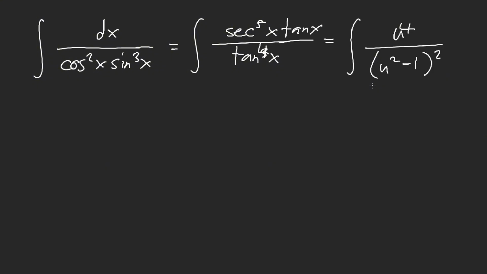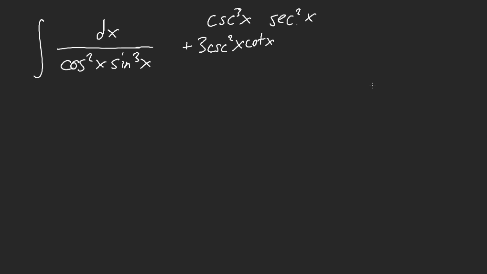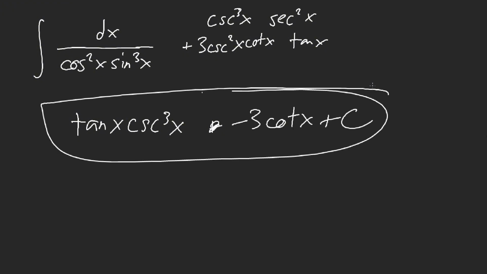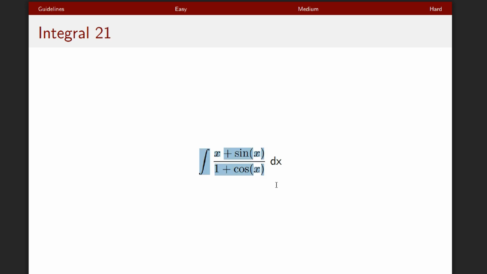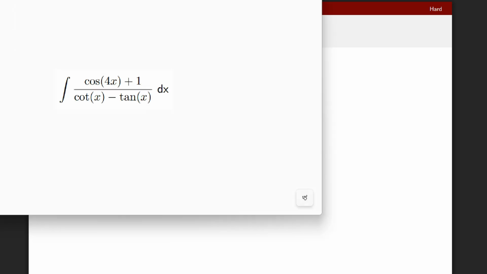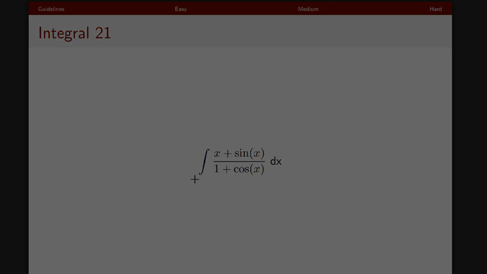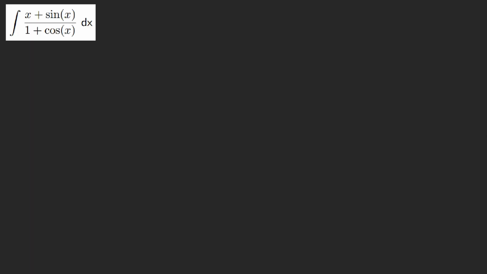I don't know if you want to do this. I don't know. And then this is tangent of x. Ooh! Okay, so thank God for testing. Tangent of x cosecant cubed, and then plus, and then this is minus 3 cotangent of x plus c. Or whatever that is. Oh, it's one of these.